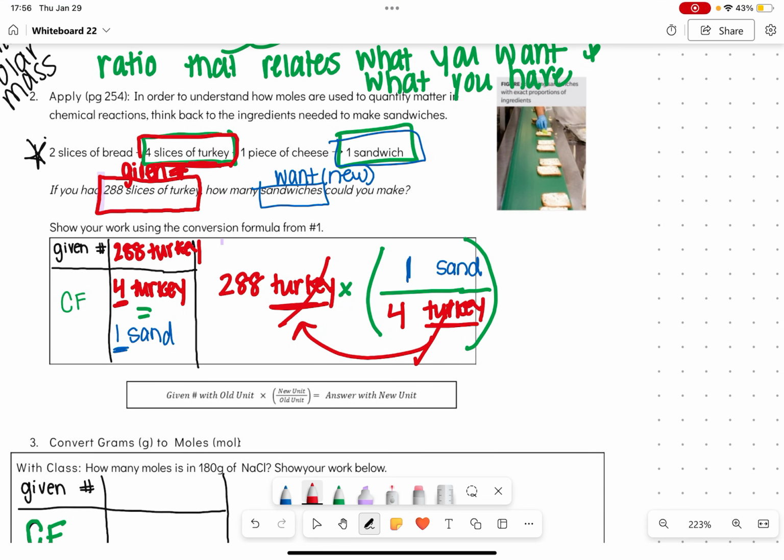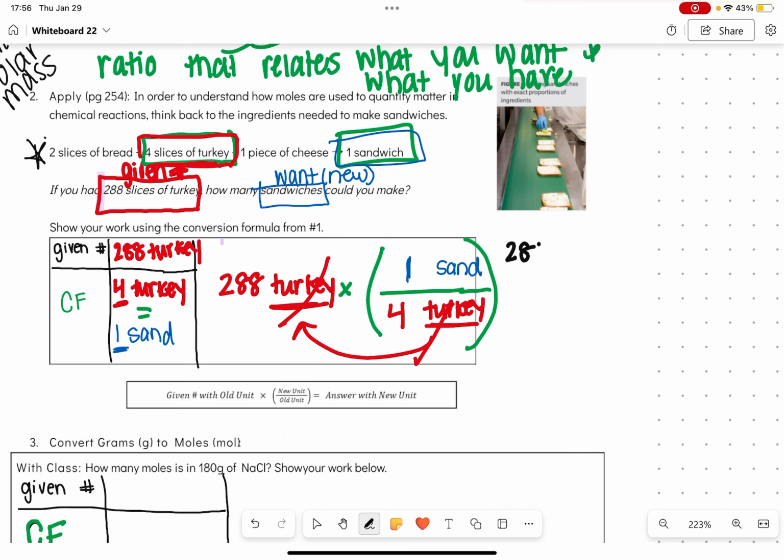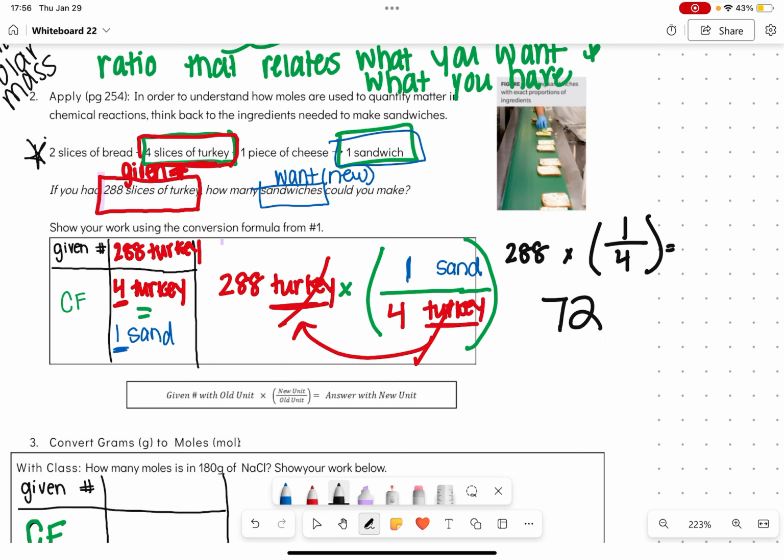So when you go to put this in your calculator, I'm going to write this in black. You're going to put it in exactly the way you see it, 288 times parenthesis 1 divided by 4. And it should give you an answer of, I think it's 72. Of course, I didn't bring my answer key. 72. And then the unit I would go with it would be whatever I have at the top. So 72 sandwiches.